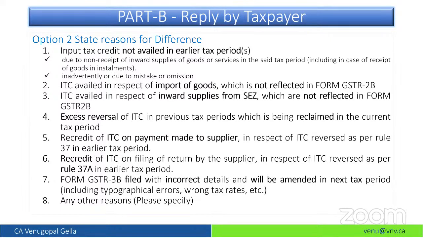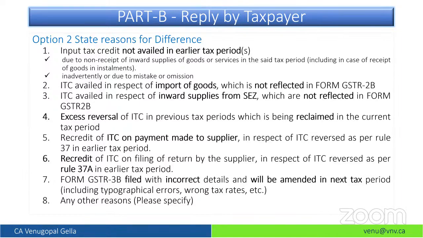This is where we want to now capture an opening balance of how much you want to carry forward. And it is on account of Rule 37A, where the supplier has not made payment to the government within September. You realized and you are reversing. Whenever the supplier files his GSTR 3B, that time you are eligible to make a claim of it.